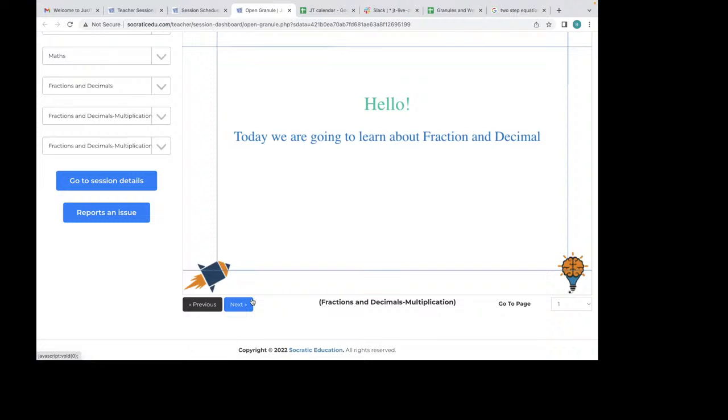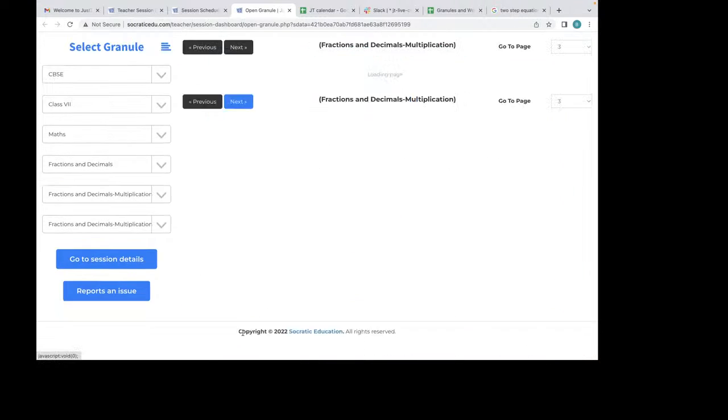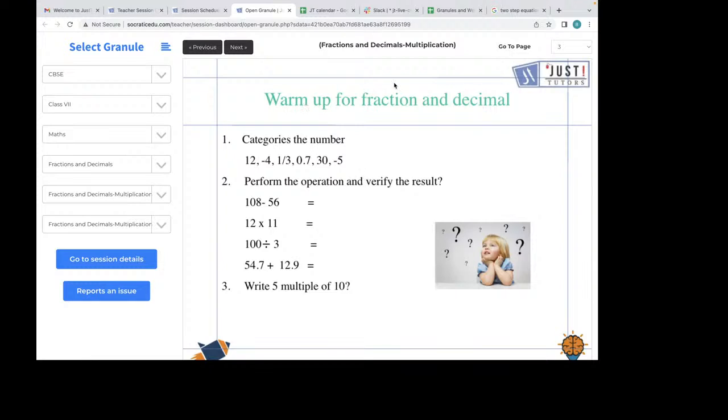So, I have told you about fractions and how to compare them in the previous session. I hope you all remember it. So, now let's start. Today we will be studying multiplication of fraction, division of fraction, reciprocal of fraction, multiplicative and additive inverse. So, a little you may know from your previous knowledge, but we are going to learn it completely today. So, this is the warm up for fraction and decimal.